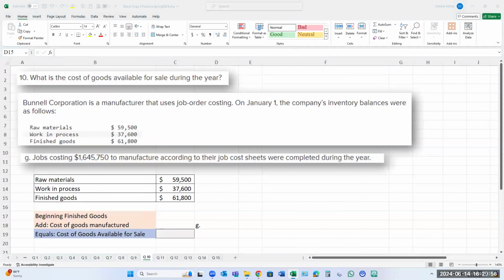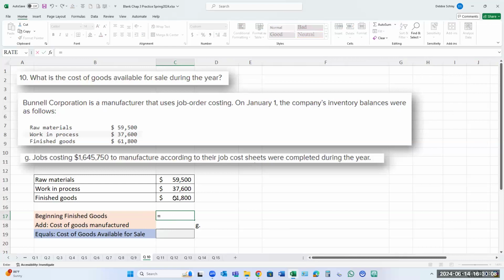Question 10. What is the cost of goods available for sale during the year? So I need to take my beginning finished goods, which was given, right? Cost of goods manufactured was given to me in transaction G. And I add those two together to get the cost of goods available for sale for the year. What I started out with and what I manufactured, added together, equals cost of goods available for sale.